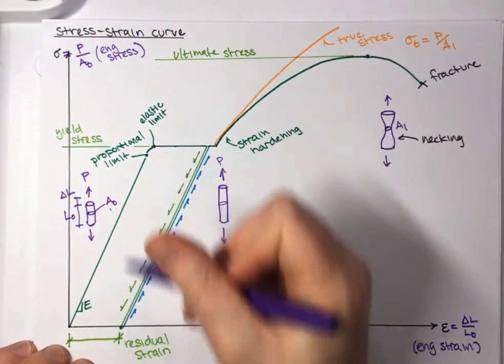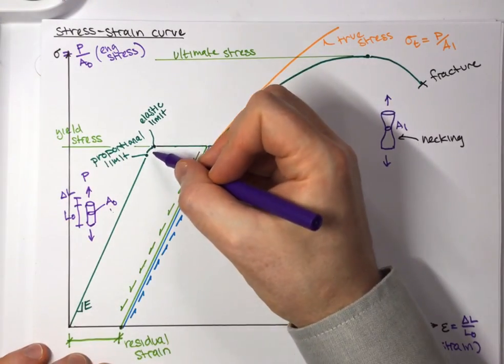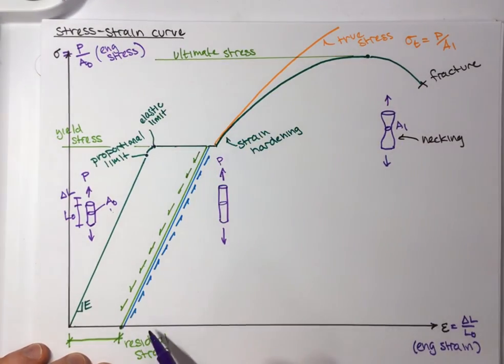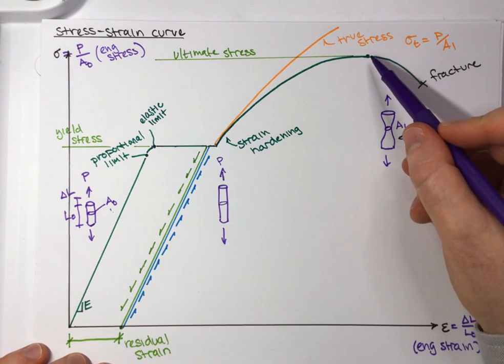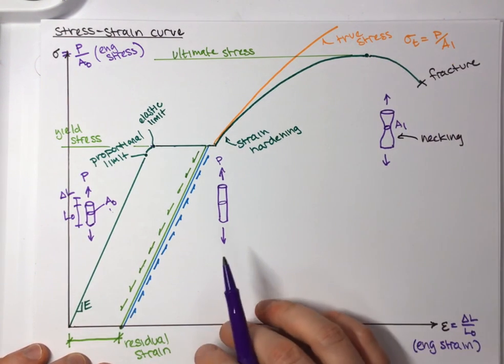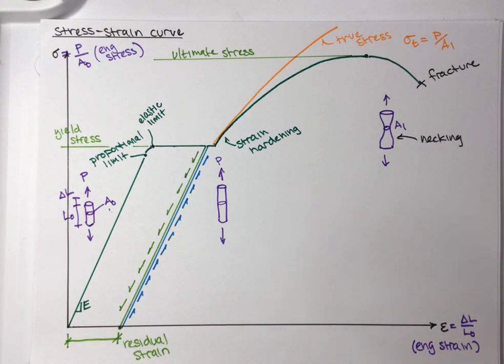So we might have some different strains here. We might call the strain at yield the yield strain. We might have a strain at the start of strain hardening. We might have a strain at the ultimate stress, which would be here. And those would be some ways that we could characterize the nonlinear behavior of this material.